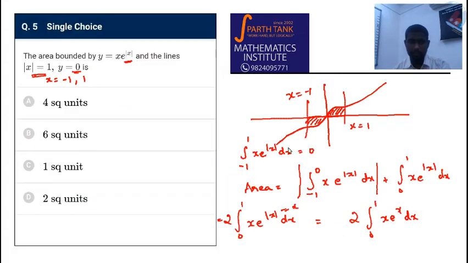So the area in this region is 1 and the area in this region is 1, and therefore the total area is 2 square units. A very simple problem. Identify that these are just odd functions, so one is going to be the negative of the other. So this part you have to take a modulus. So evaluate this. You can evaluate this considering this as minus x, and you will get the same answer in the end.